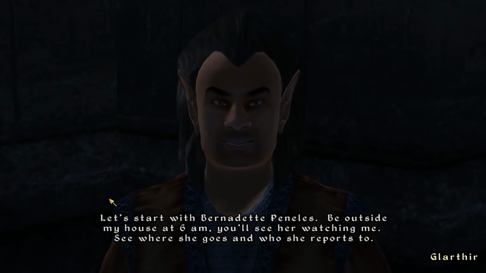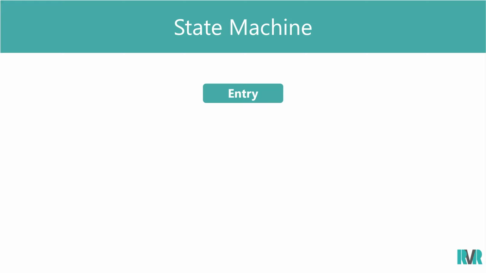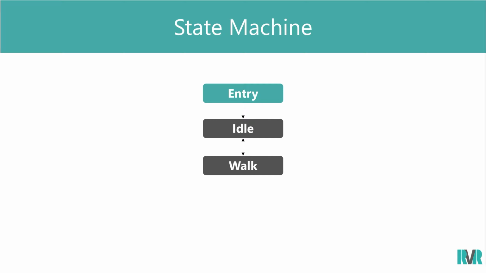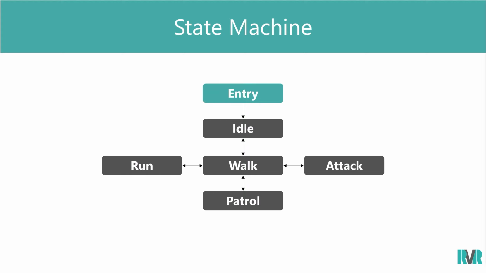So let's have a look at how this works. We have our entry point, then we go to an idle state, and from that idle state we can go to a walk state and go back to idle as well. And from walk we can then go into run, to attack, and to patrol, and all of this is with a bunch of if statements, so basically conditions. Now this works really basically, it's quite simple to control.